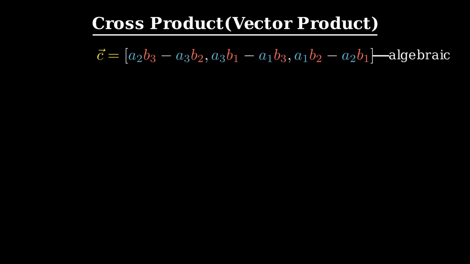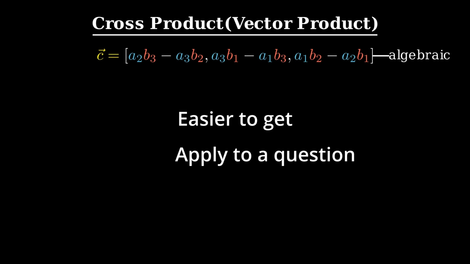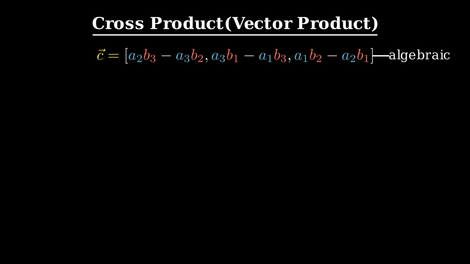Now, to deduce the algebraic formula, yes, I know what you're thinking. This formula is just way too long and it's not very easy to memorize. So, learning how to deduce the formula will make it easier for you to get the formula or even apply it to a question straight without having to memorize the formula. So now, how do we deduce the formula? Well, in order to deduce this formula, you must know how to find the determinant of a 3 by 3 matrix, which isn't hard at all.